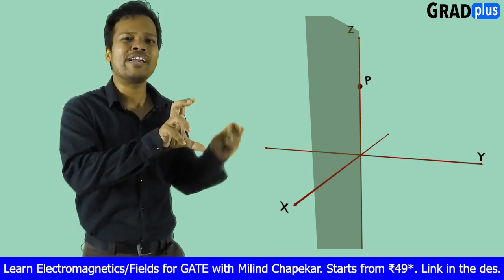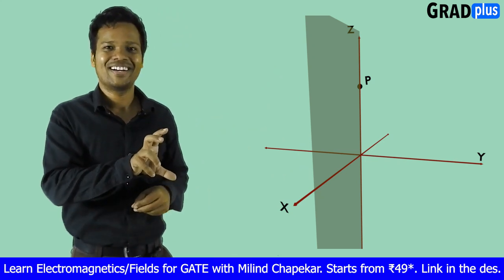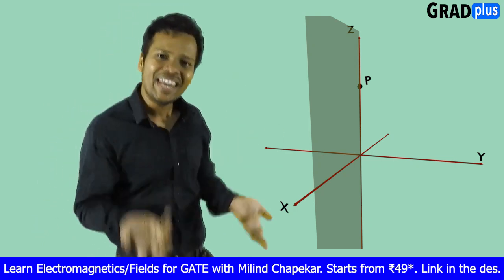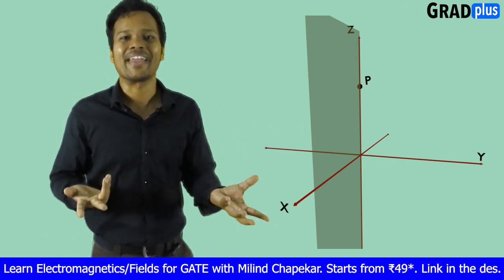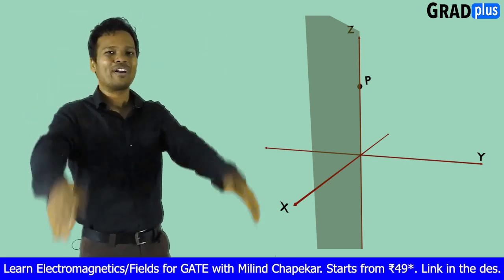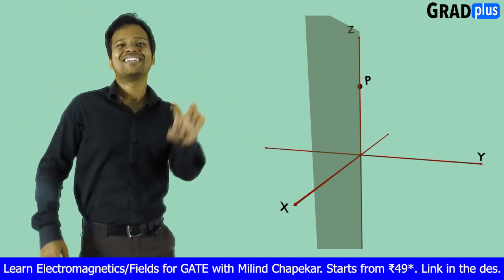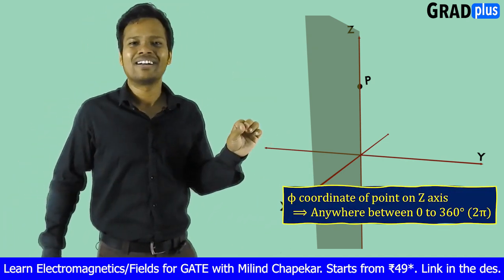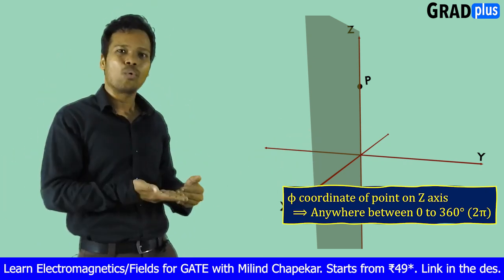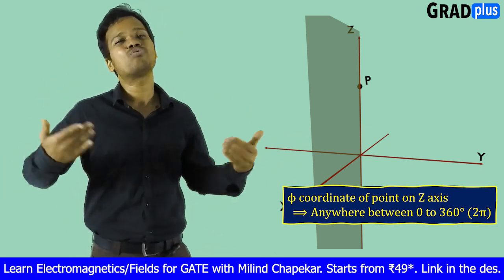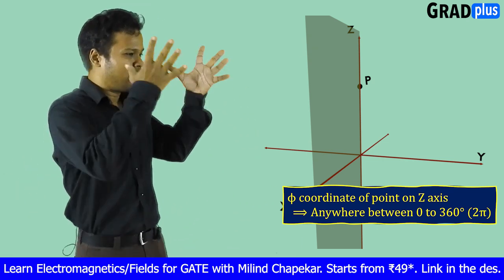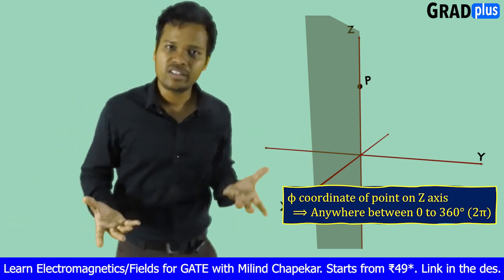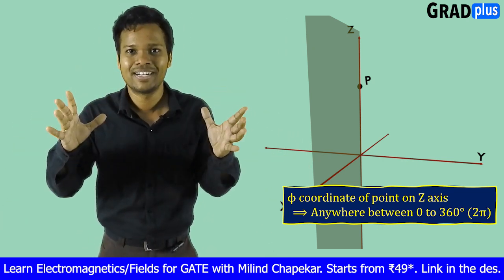So now my dear, the point itself is present on the z-axis. That means that point is present on any vertical half plane making any angle from 0 to 2 pi. Yes or no? So what is the answer of this question? The answer is you can take the phi coordinate of such a point anywhere from 0 to 2 pi, from 0 to 360 degree. The phi coordinate of this point may be 30 degree, may be 60 degree, maybe pi by 6, maybe pi by 4, whatever.